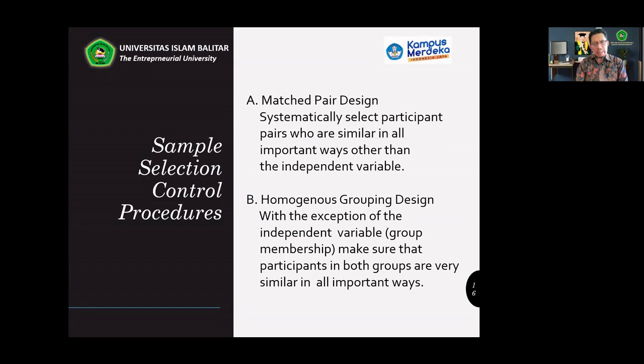How about this sample selection control procedure? First, matched pair design. It means that systematically we select participant pairs who are similar in all important ways other than the independent variables. And secondly, a homogeneous grouping design. With the exception of the independent variable of group membership, make sure that the participants in both groups are very similar in all important ways. So that is the way to do this sample selection.